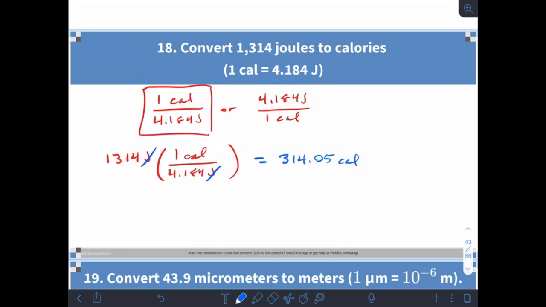314.05 calories. And since I only have 4 significant digits here, and this one is a definition, my final answer should have 4 significant digits. So I'm going to look right here, and I'm going to look 1 digit to the right. That's a 5, so I'm going to round up. So to the correct sig figs, this one will be 314.1 calories.